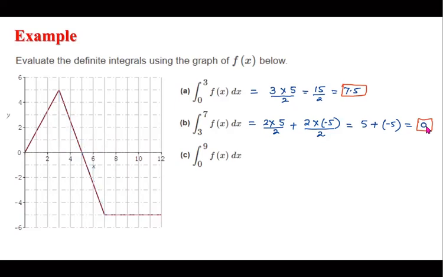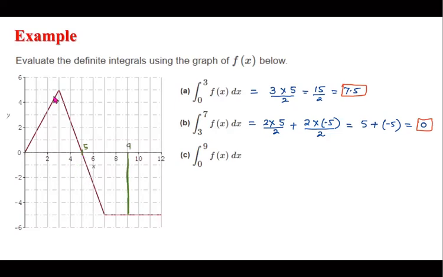Now let's look at the third part, C, and find out what we have. Now in C, we have to find the area from 0 up to 9. 0 is here, and we have to go all the way up to 9. This point here is a 5, and we are going all the way up to 9 here.